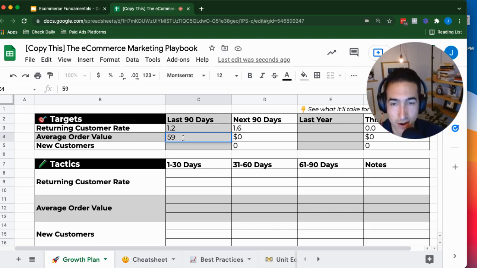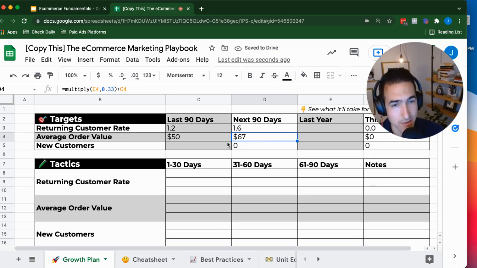Now, average order value is the amount of money people spend on each order. Let's assume that ours was $50. So we'd see that, hey, we need to get this to $67 over the next 90 days. And then lastly, say new customers was 145 over the last 90 days. Now we can see that we would need to get to 193 over the next 90 days.